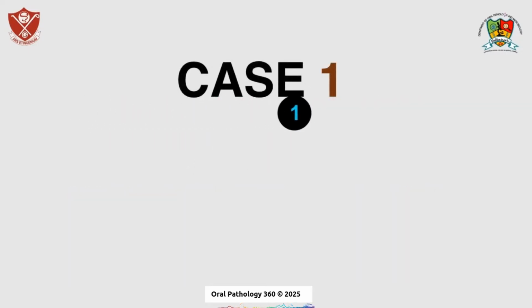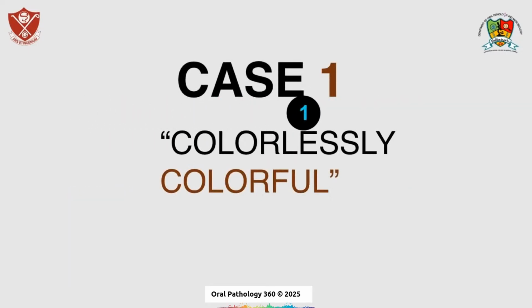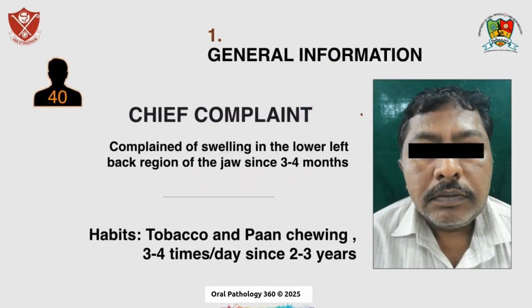The first case is a colorlessly colorful oxymoron, seen in a 40-year-old male patient who presented with a chief complaint of swelling in the lower left back region of the jaw since 3 to 4 months. He had no relevant past medical or dental history. However, he revealed a deleterious habit of tobacco and pan chewing 3 to 4 times a day for the past 2 to 3 years.